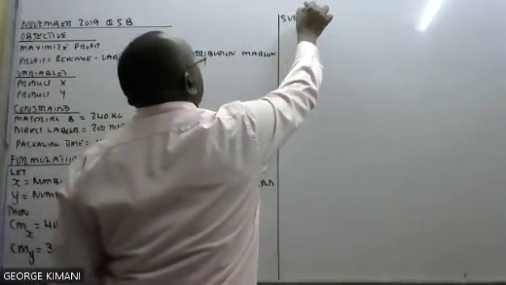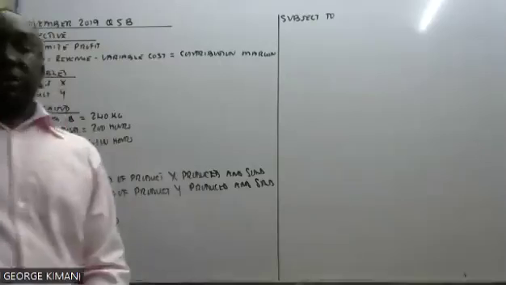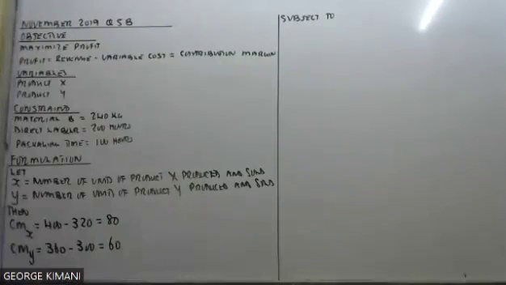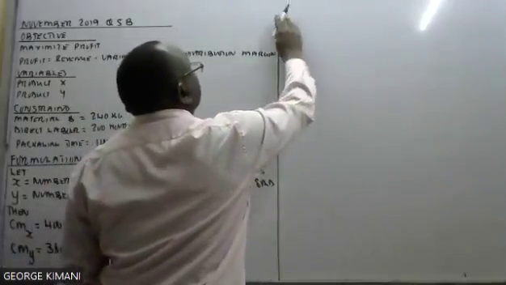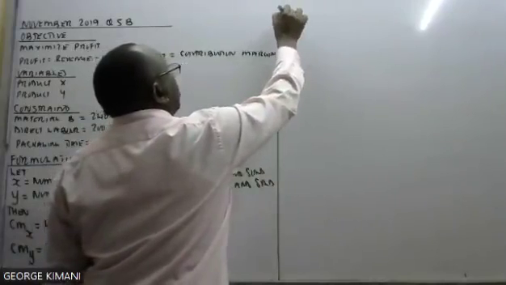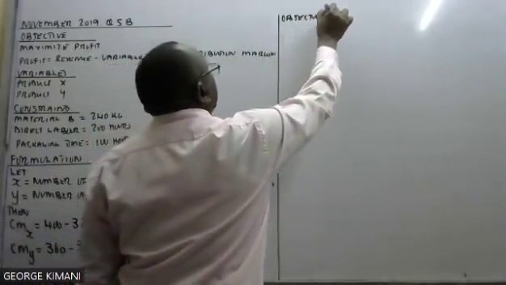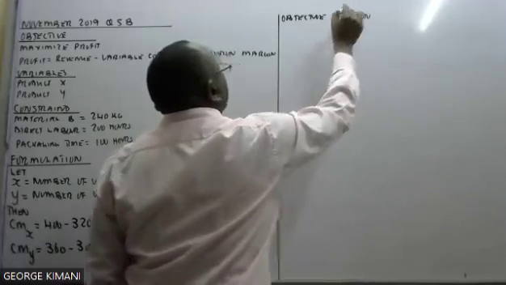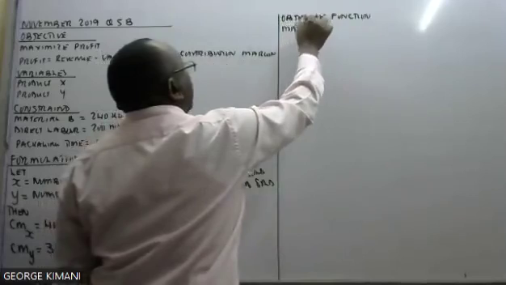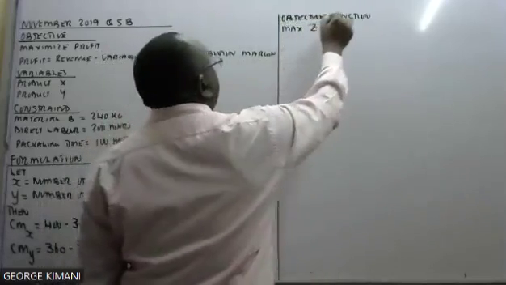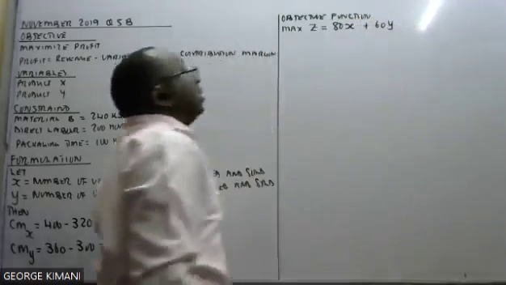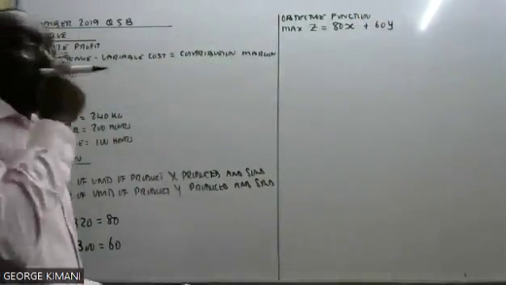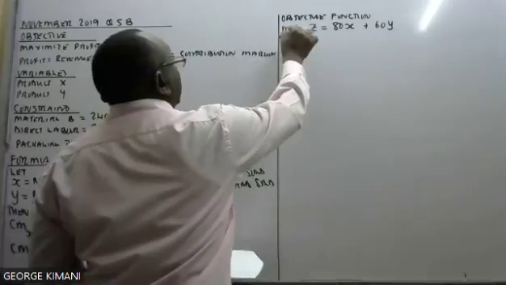Subject to. Our objective function is to maximize Z, which is 80x plus 60y. Now this is subject to the constraints.